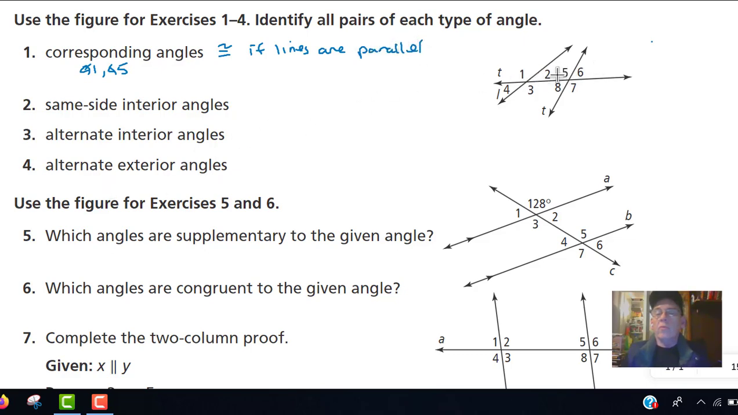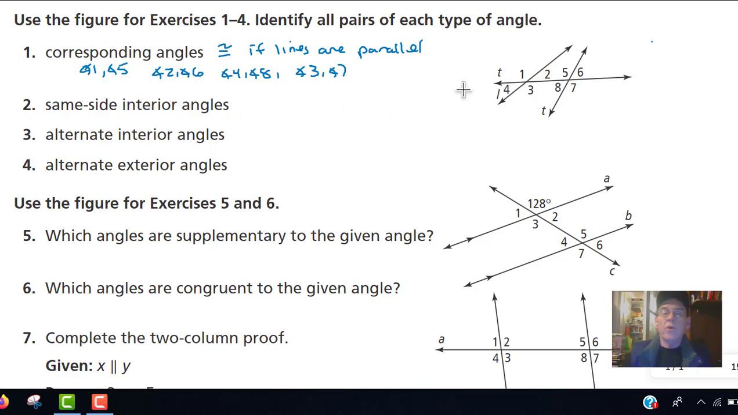So 1 and 5 are corresponding. Angle 2 and angle 6 are corresponding. Angle 4 and angle 8 are corresponding. And angle 3 and angle 7 are corresponding. So those are all our pairs of angles. These angles are not going to be congruent because the lines in this diagram are not parallel, but they are in corresponding positions.